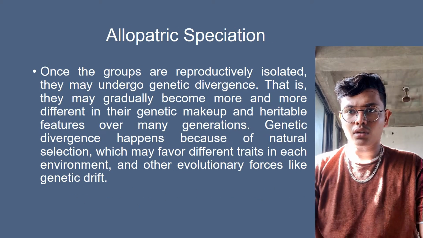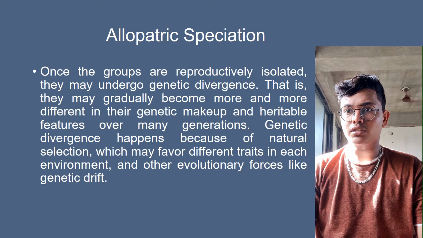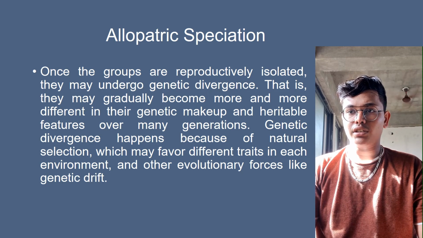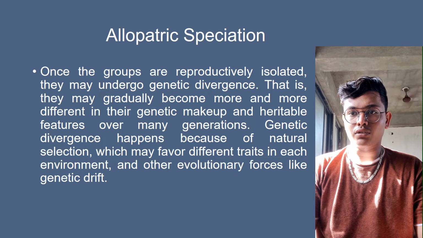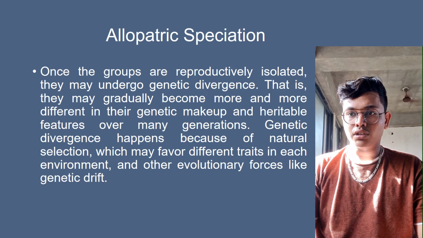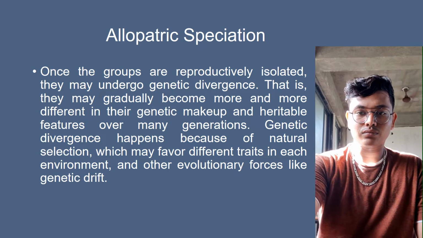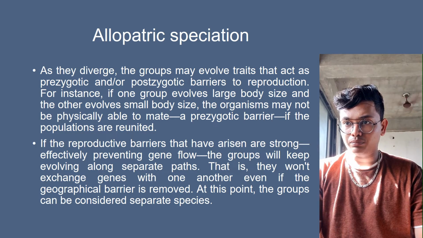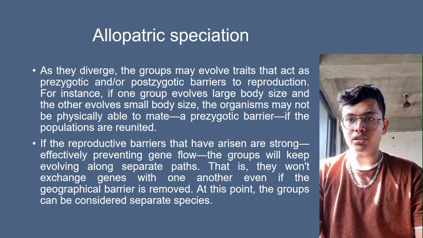Once the groups are reproductively isolated, they may undergo genetic divergence, that is, they may gradually become more and more different in their genetic makeup and heritable features over many generations. Genetic divergence happens because of natural selection, which may favor different traits in each environment, and other evolutionary forces like genetic drift. As they diverge, the groups may evolve traits that act as prezygotic and postzygotic barriers to reproduction.